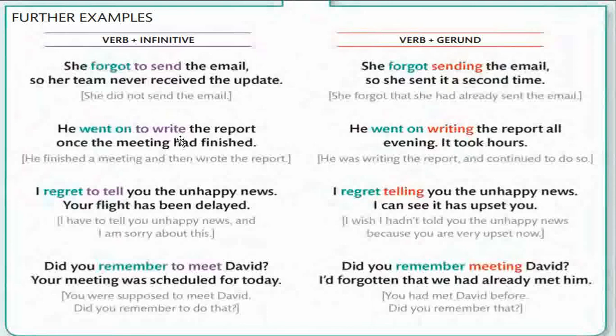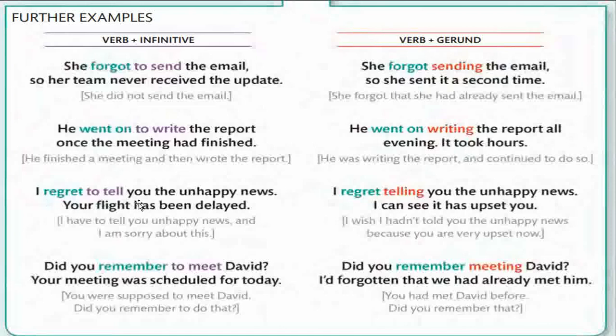He went on to write the report once the meeting had finished. Now, the first action that got over is the meeting, and then the second action is writing the report. He finished the meeting and then wrote the report. Yes, we are very clear with the purpose. He went on writing the report all evening. It took hours. That means he continued with the action that he was doing. He was writing a report and he continued to do so. Yes, we are right in our analysis.